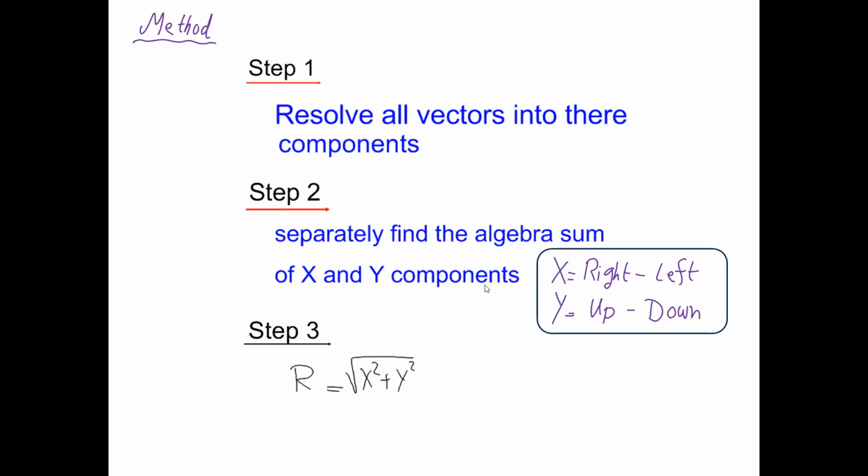The first step, resolve all vectors which are possibly inclined into components. Step 2, separately find the algebraic sum of x and y. And we have a very interesting formula. X is equal to right minus left, and Y is equal to up minus down. Step number 3, R is equal to under root x square plus y square.